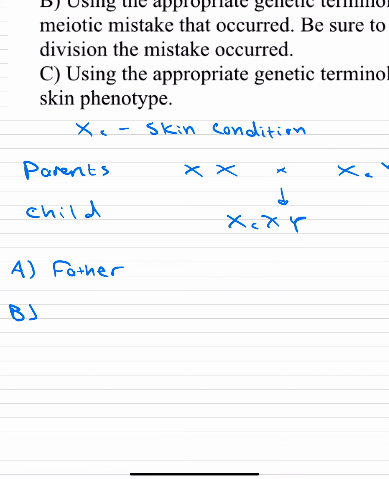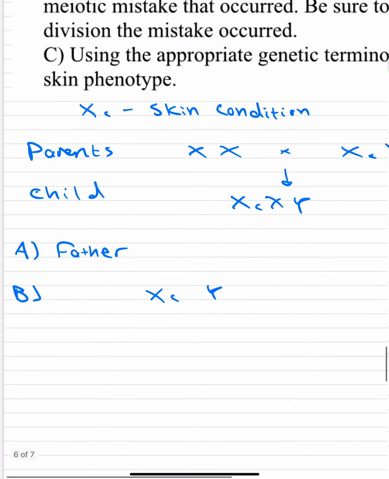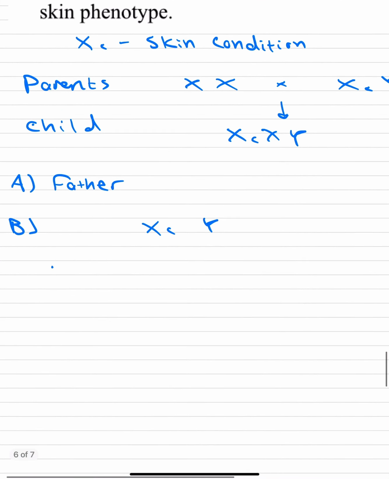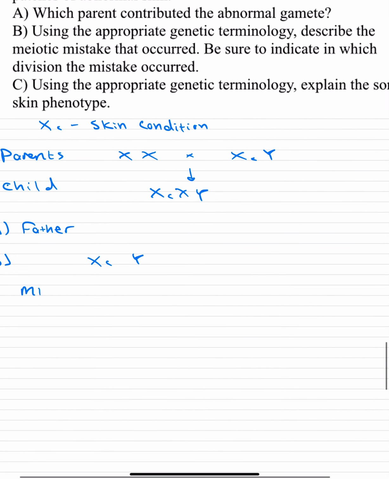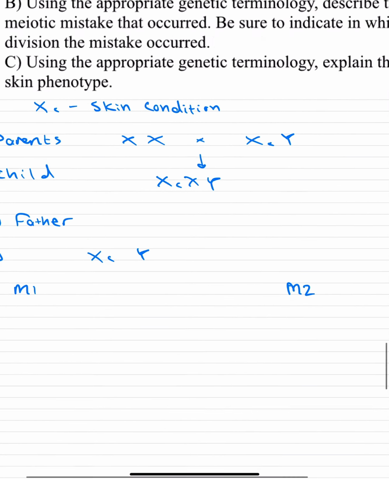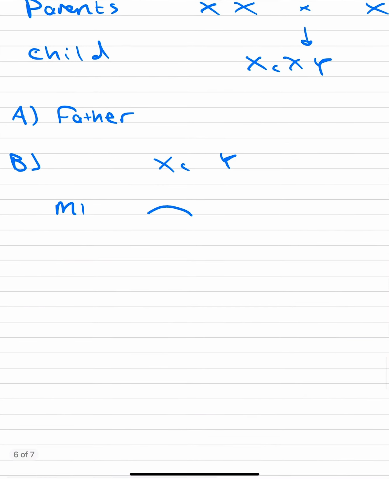So we know that the father has a genotype of XCY. So there are two different possibilities for how this could have occurred. This could have occurred in meiosis 1, and this could have also occurred in meiosis 2. Had a non-disjunction occurred in meiosis 1, let's just draw it out. Here we have meiosis occurring. We have a duplicated X chromosome, and here we have a duplicated Y chromosome.